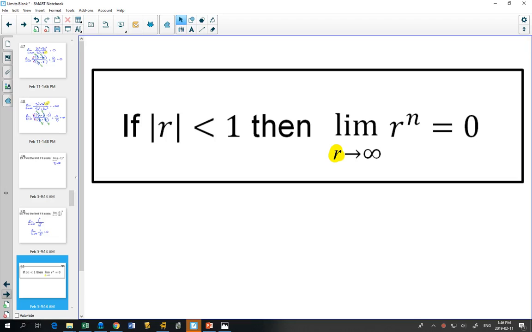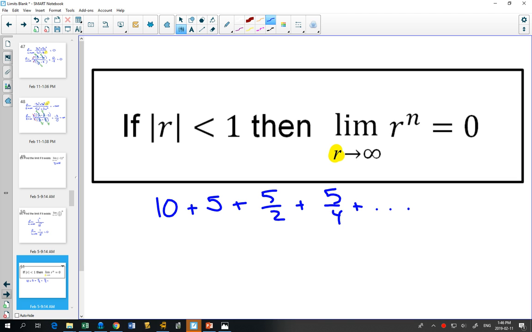Now you've seen this before, and you saw this kind of without the proper terminology in grade 11. In grade 11, you had geometric sequences. So for example, you would have something like 10 plus 5 plus 5 halves, plus 5 quarters, plus dot, dot, dot. Can you see that I'm multiplying by a half each time?